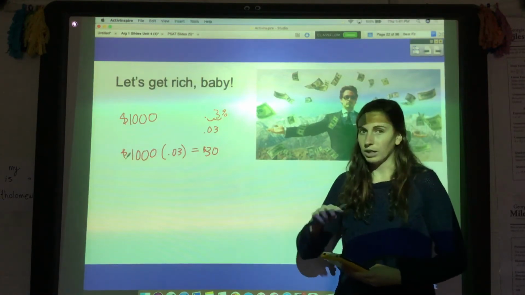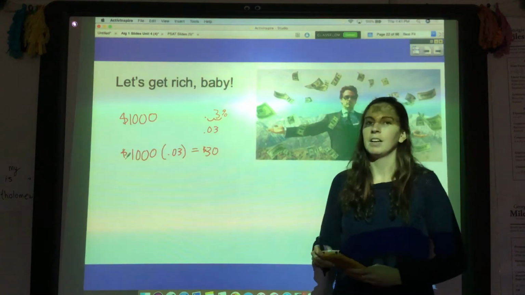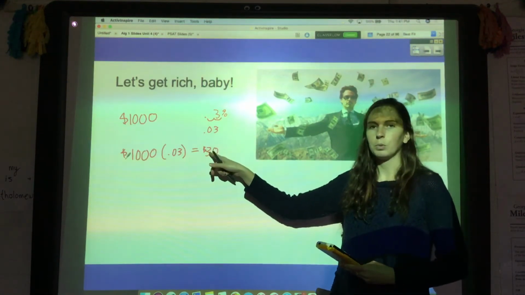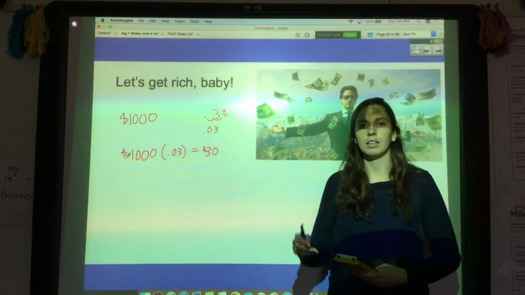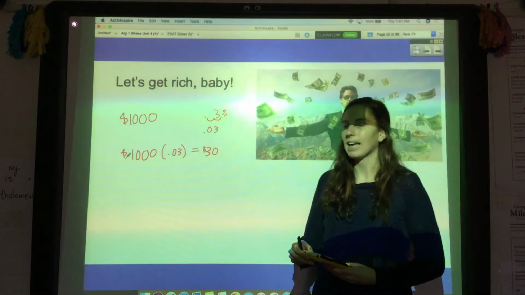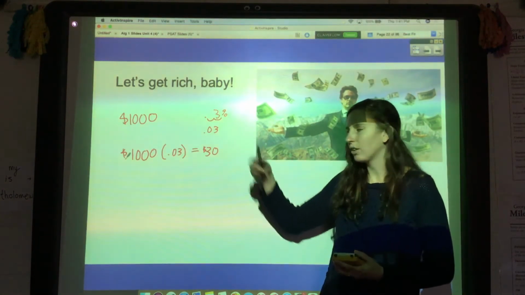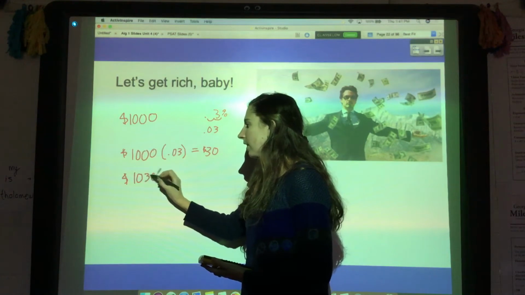So that's not what's currently in my bank account. I didn't magically go from 1,000 to 30. This is the interest. We call it simple interest. This is what is going to get added on, usually each year, to my bank account. So now after I calculate the interest, I'm now up to $1,030.